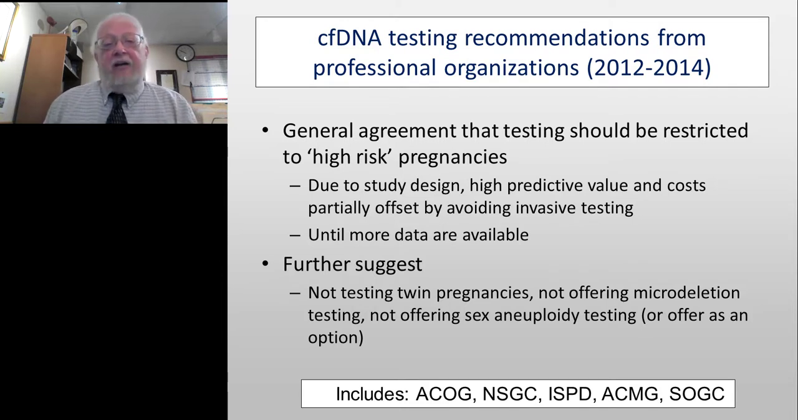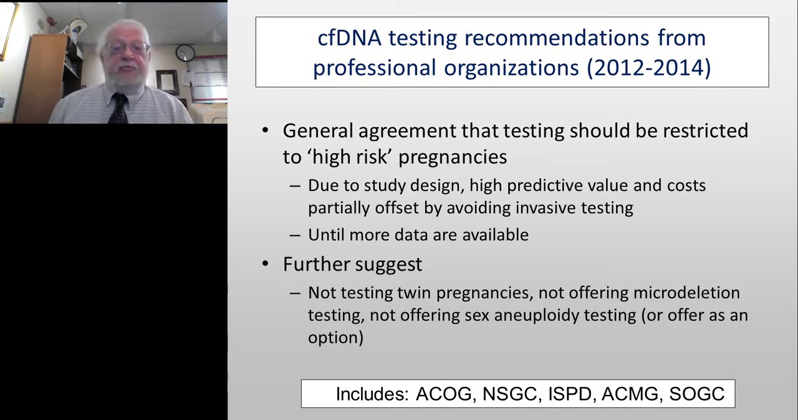And so if you do look at high-risk women, like over age 35, ultrasound abnormality, family history, this test is being used basically to reduce the number of women that need invasive testing. So if you know that this woman's at very low risk because she has a negative cell-free DNA test, she may choose not to have amniocentesis. And they recommended at that time not testing twin pregnancies. There's more data now. It seems to work reasonably well. I'll talk about microdeletion and sex aneuploidy a little bit later. But in the high-risk population it's pretty well set.